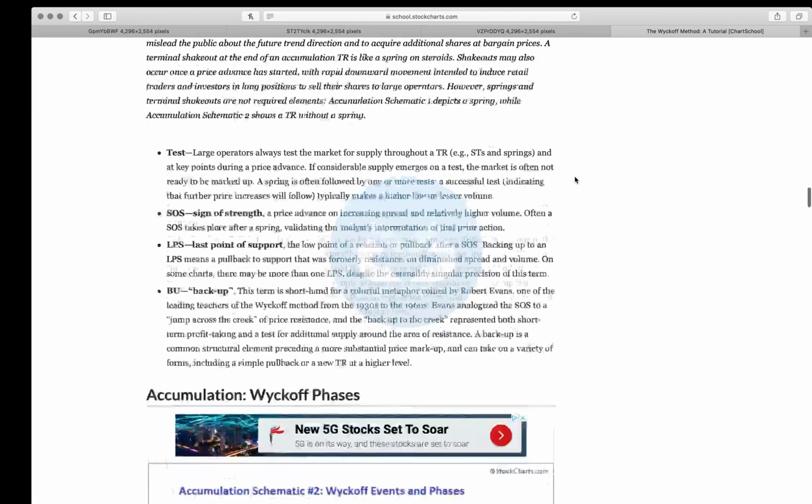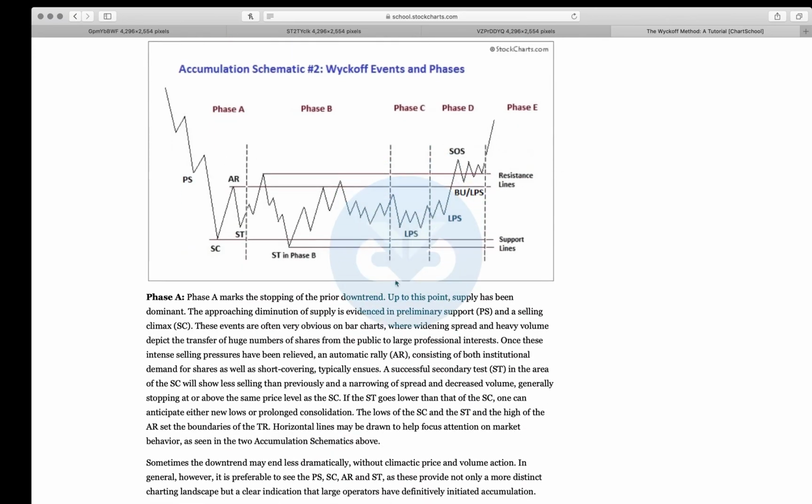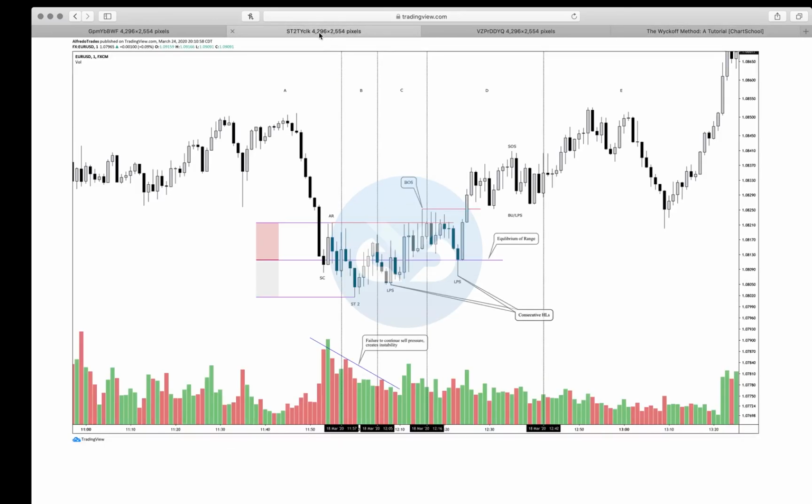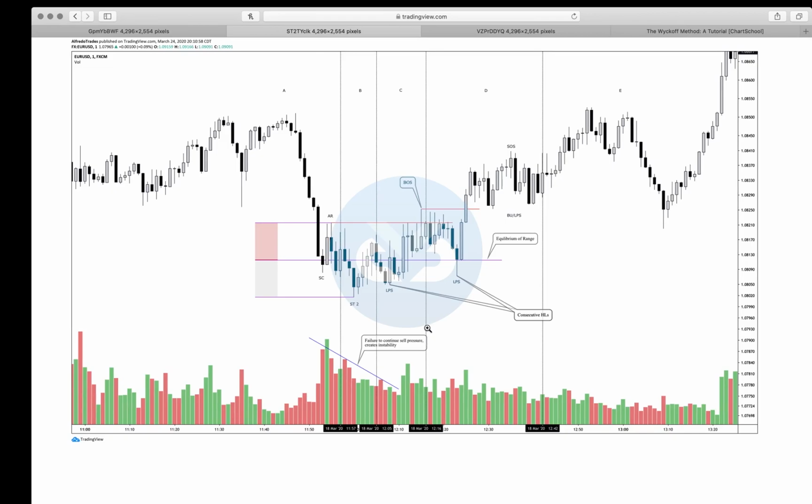Now we're going to look at a schematic 2. And schematic 2 is literally just a schematic 1 with no spring. So this one's actually from a minute 1 time frame.